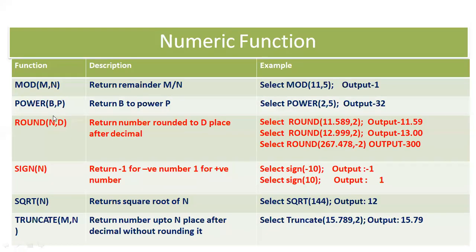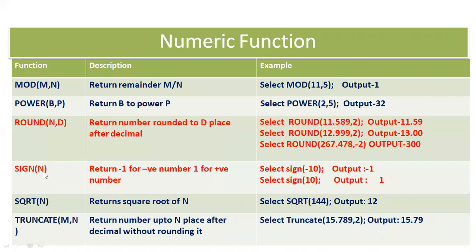Next, round of the number or decimal value with the decimal place. See here, select round 11.589, 2 for decimal. So only 5 or 9 will remain, the other will be removed. It rounds up the value if it is a maximum value. See here, 12.999 is given, so it becomes 13. So it rounds up, and select round on a price value, it will display 300.